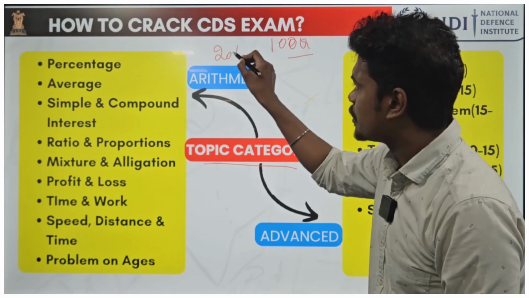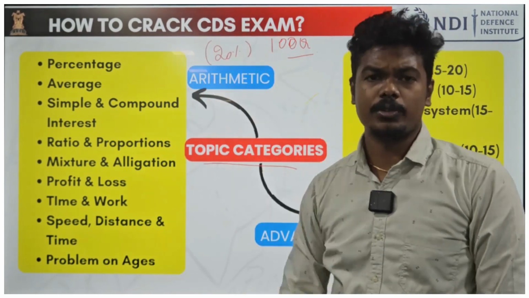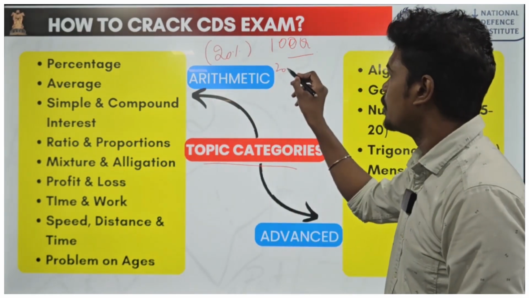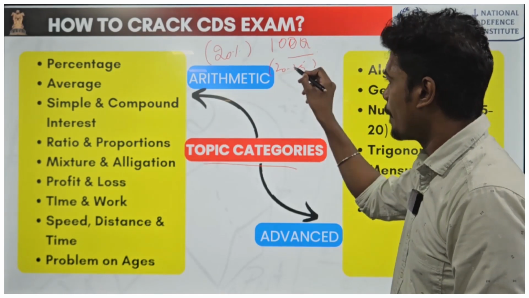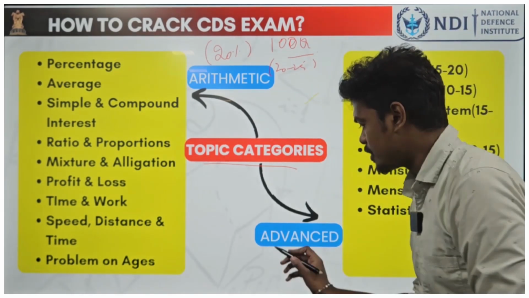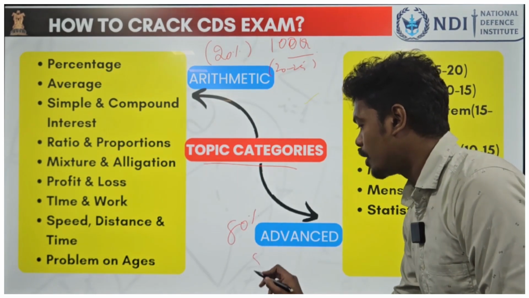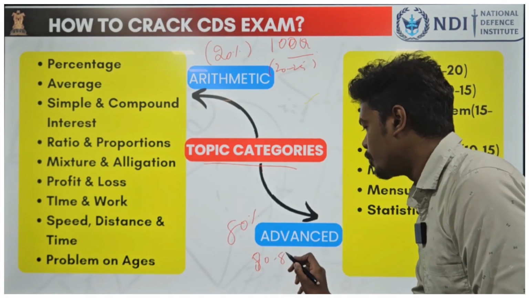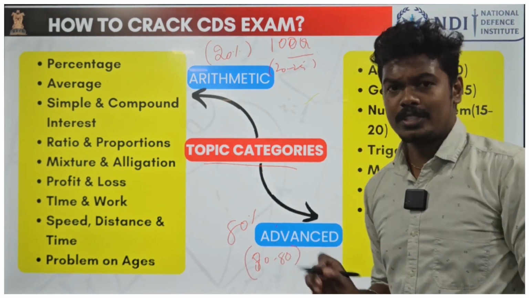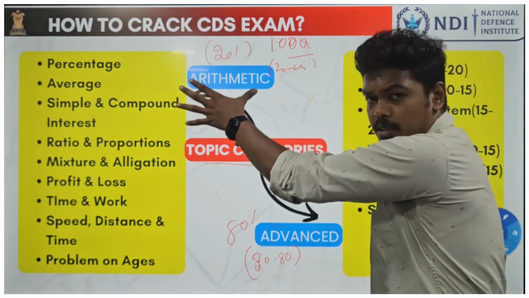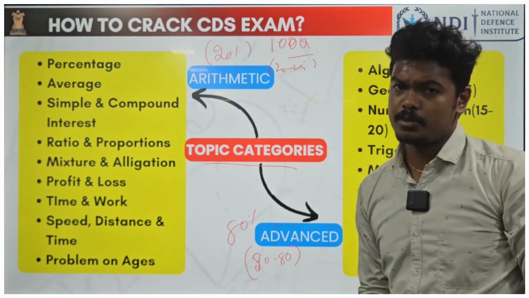If you look at it, for these 100 questions, arithmetic is 20%, which means around 20 to 25 questions, whereas advanced is 80%, which means around 70 to 80 questions. So that's all about it: 20% for arithmetic and 80% for advanced mathematics.